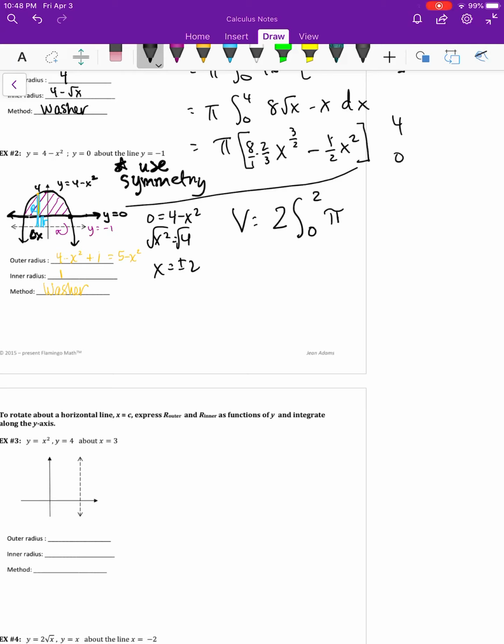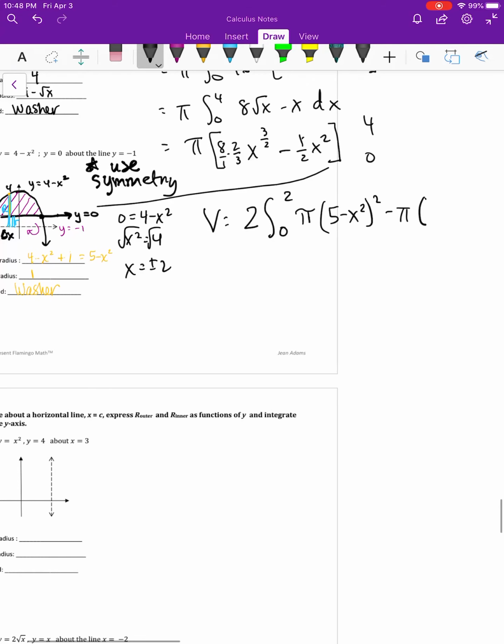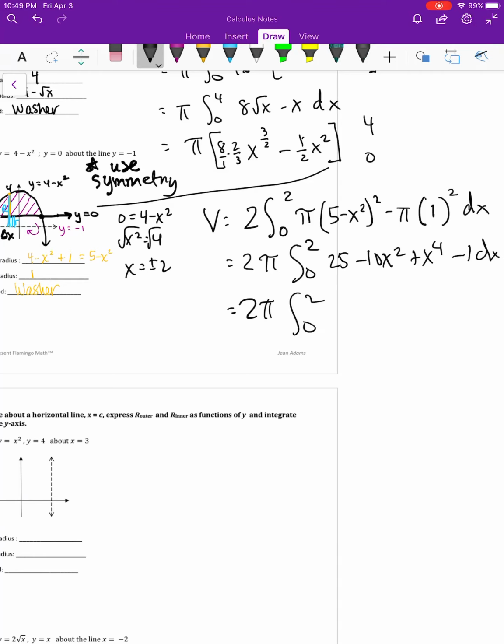And this is going to be pi big R, which we said was 5 minus x squared, squared, minus pi little r squared, which is 1 squared dx. We're going to bring the pi out front. We're going to multiply: 25 minus 10x squared plus x to the 4th, minus 1. 25 minus 1 is 24, minus 10x squared plus x to the 4th dx.